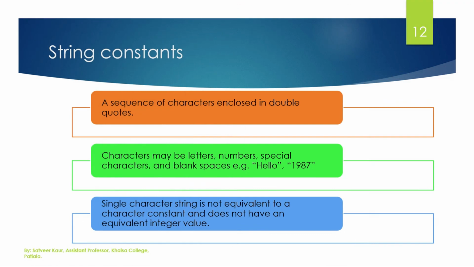The next are string constants. String constants are a sequence of characters enclosed in double quotes, and these characters may be letters, numbers, special characters, and blank spaces. For example, "hello" in double quotes, "1987" in double quotes. A single character string is not equivalent to a character constant, and it also does not have an equivalent integer value. Like single character constants have ASCII values associated with them, but a character string does not have any equivalent integer value.